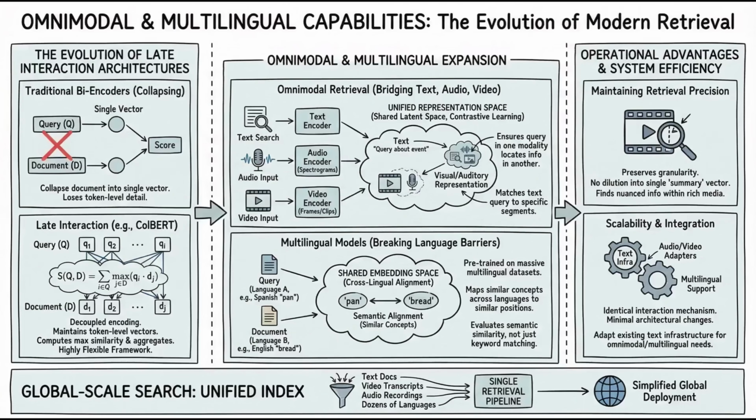Welcome to today's lesson on the future of information retrieval. We're moving beyond simple text to explore the powerful world of omnimodal and multilingual capabilities. In this session, we'll discover how late interaction architectures are evolving to handle audiovisual data and bridge the gap between different languages. We'll break down the core system architecture, see how these models achieve cross-modal alignment, and explore the real-world impact of this technology. It's an exciting leap forward in how machines understand our world. Let's dive in.